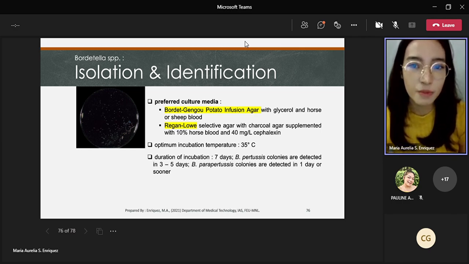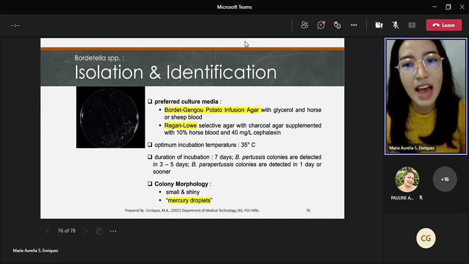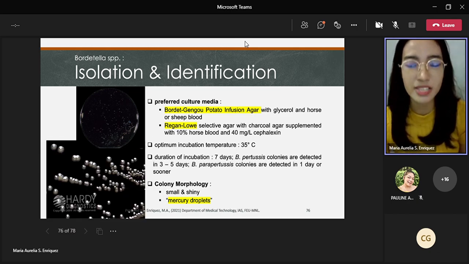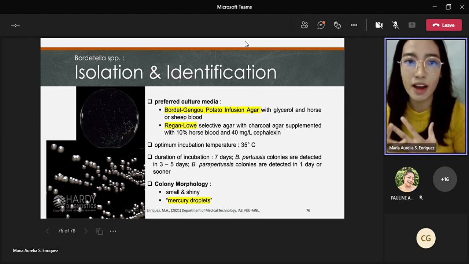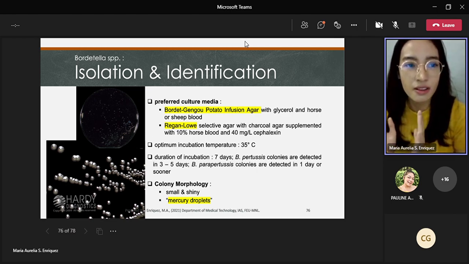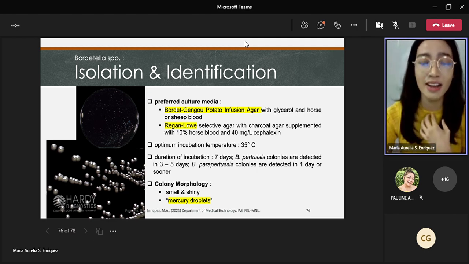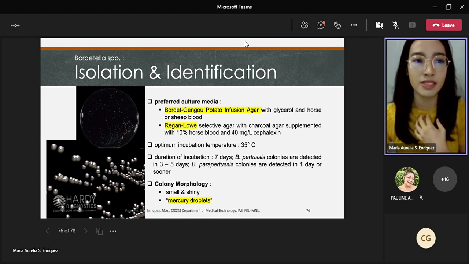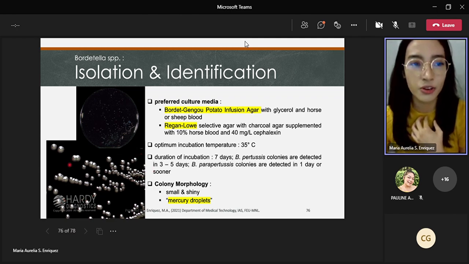Alright, and as pictured on the left, the colonies of Bordetella have been characteristically described as mercury droplets, appearing to be small, shiny, and almost silver in color. So ayan, kapag nakita nyo po na it has been described to appear like mercury droplets, dapat po maisip nyo na agad is Bordetella species. All right, so here's an example of their mercury droplet appearance on culture.